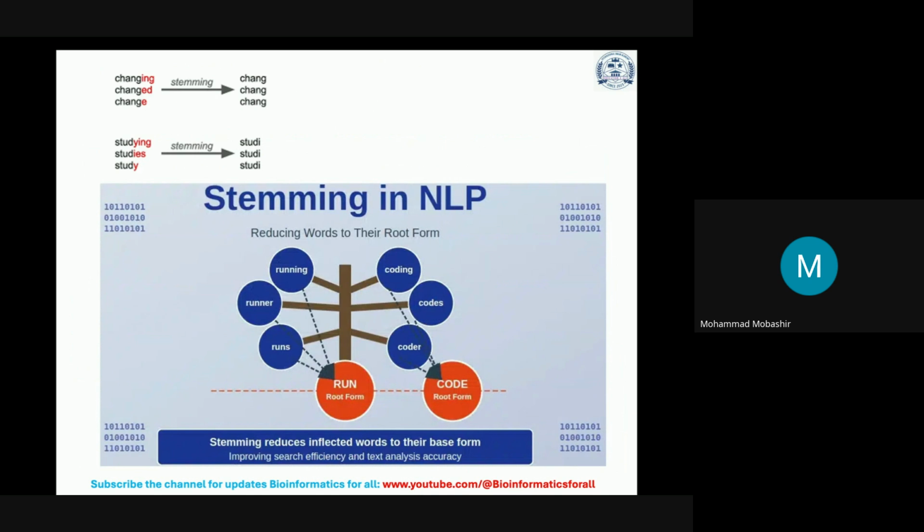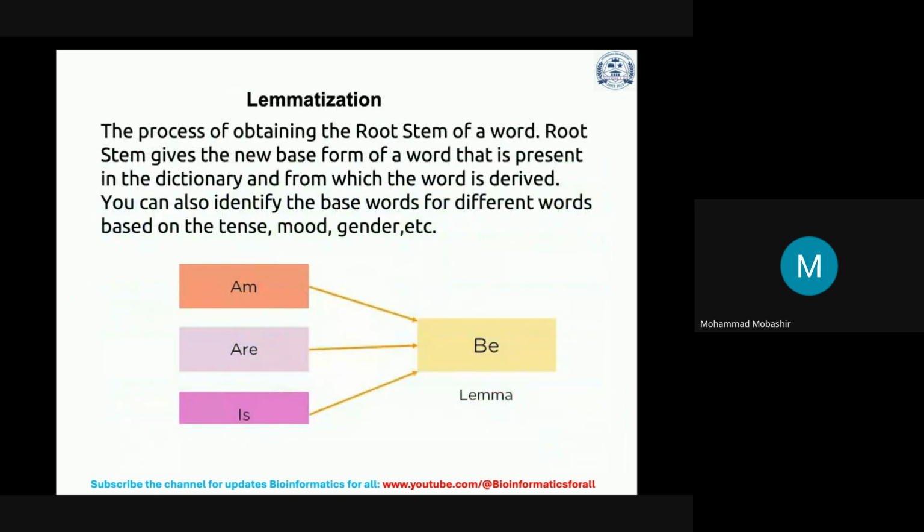Now there is another thing which you need to learn other than stemming. Stemming examples are here: for example, running, runner, runs; coding, codes, coder. What are the stemmed words here? Run, and code. These are root forms. Now comes another process which is quite similar, called lemmatization.